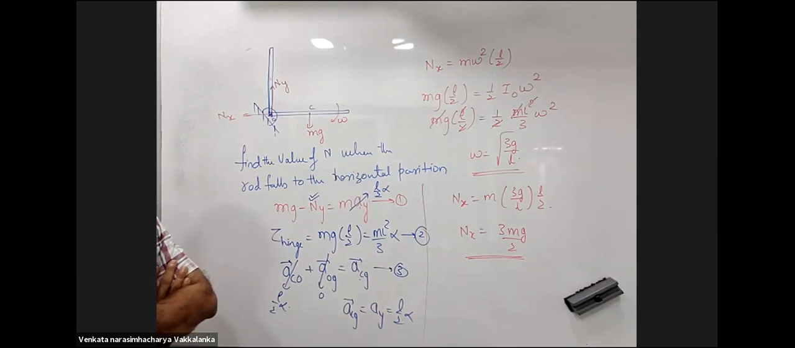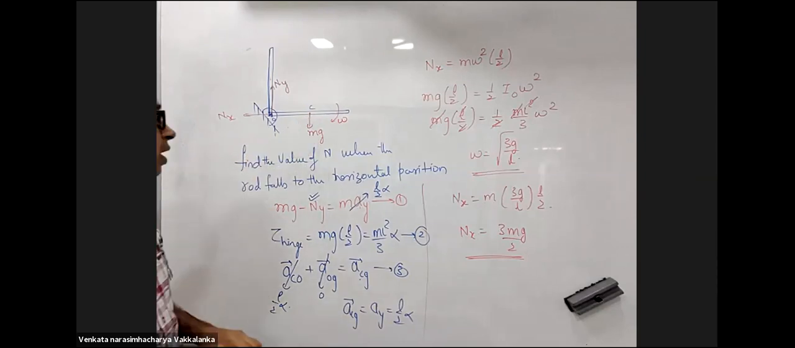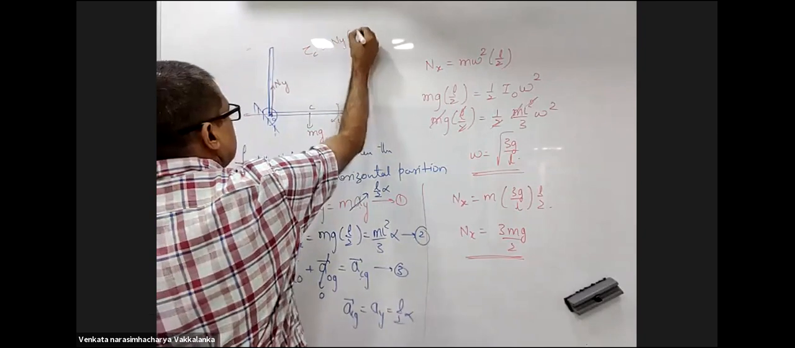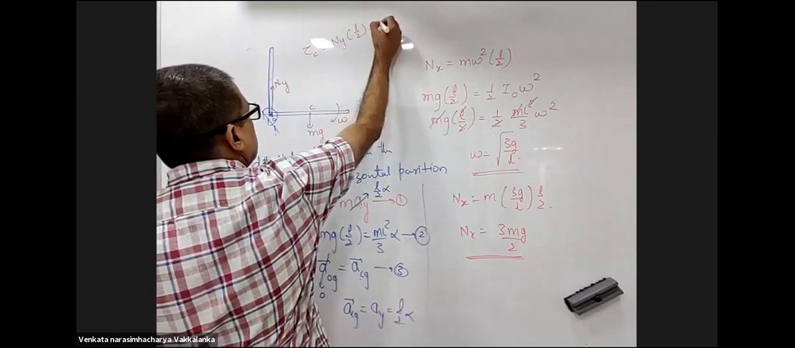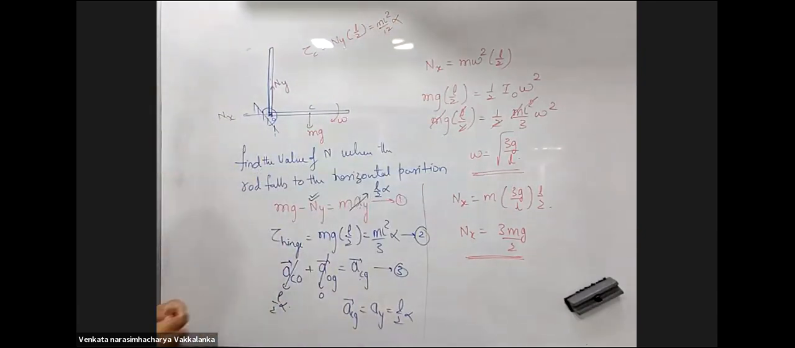Sir, if we are taking torque about the center of mass, only Ny would be in the equation, right? If I take torque about center of mass, it will be Ny into L by 2 is equal to ml square by 12 into alpha. Okay.